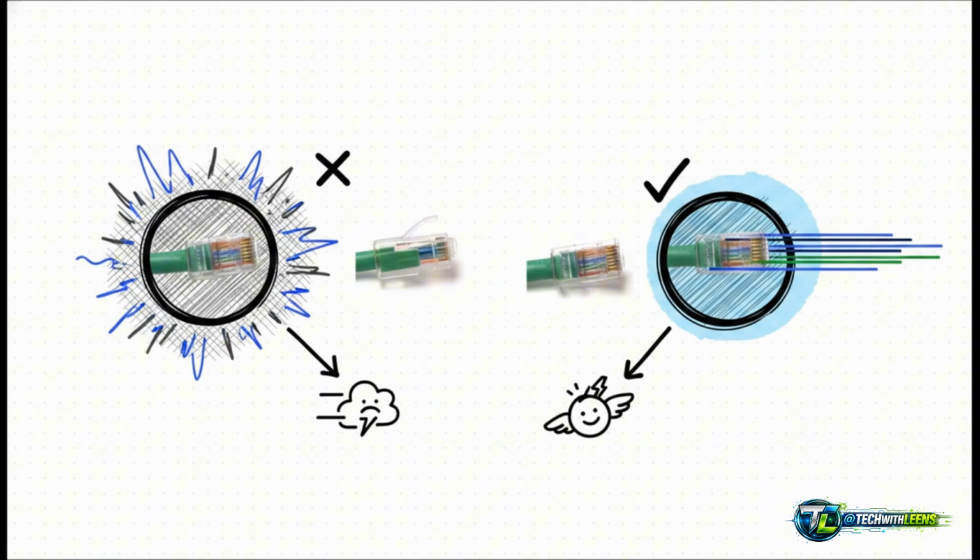But on the right, it's done perfectly. The twists go all the way to the end. The connection is solid. That one tiny detail that you'd probably never even notice, that can be the difference between a crystal clear video call and the choppy, buffering nightmare.